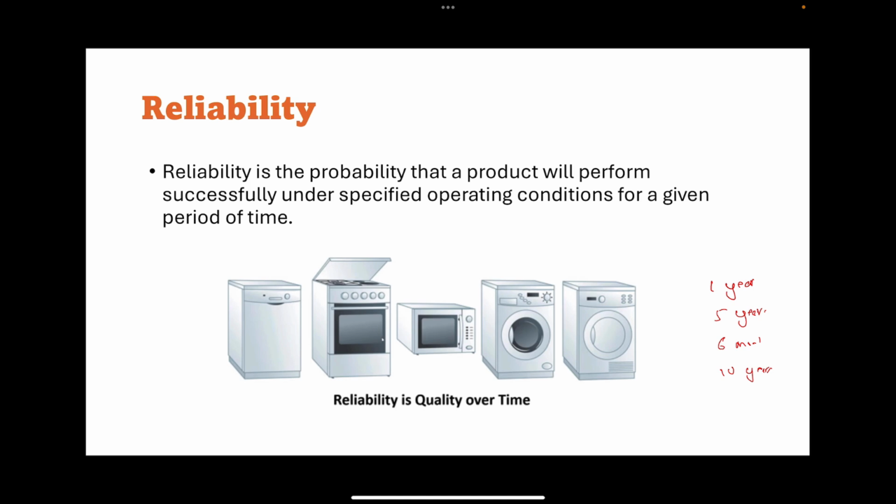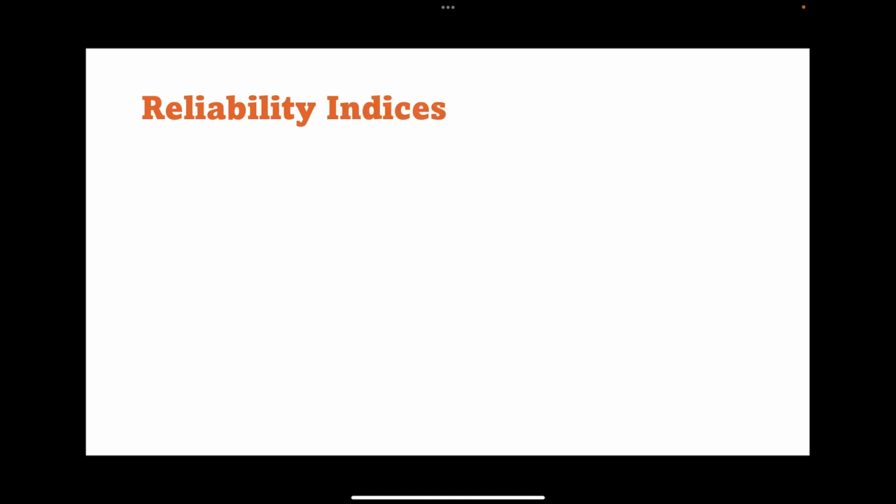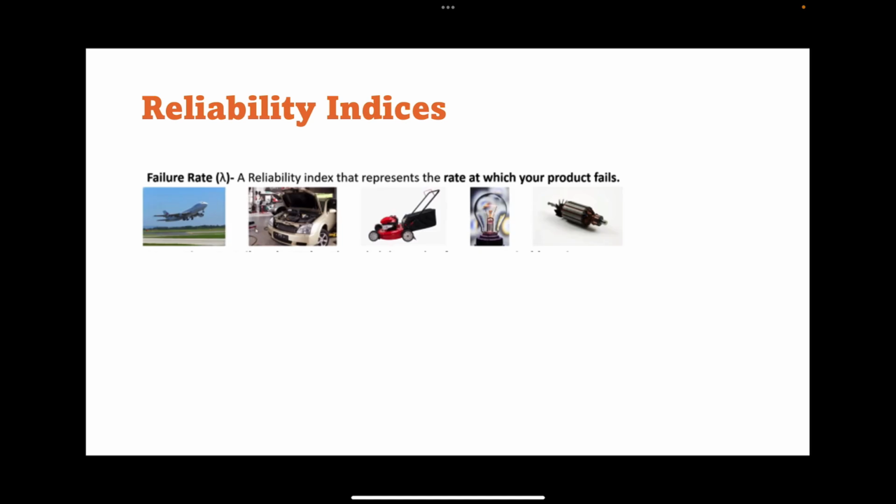Reliability is the probability that a product will perform successfully under specified operating conditions over a given period of time. So, what we are going to do is quantify this. What should be the value given for the reliability? That is why we are using reliability indices.